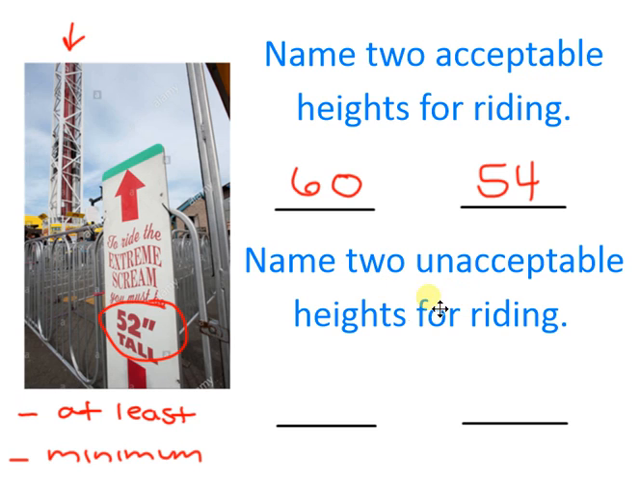So name 2 unacceptable heights for riding. So at what height would you not be able to ride the ride? Well, one of them would be 51 inches tall. And let's go with 42 inches tall. Okay? And again, anything here that's under 52 inches tall would be unacceptable.